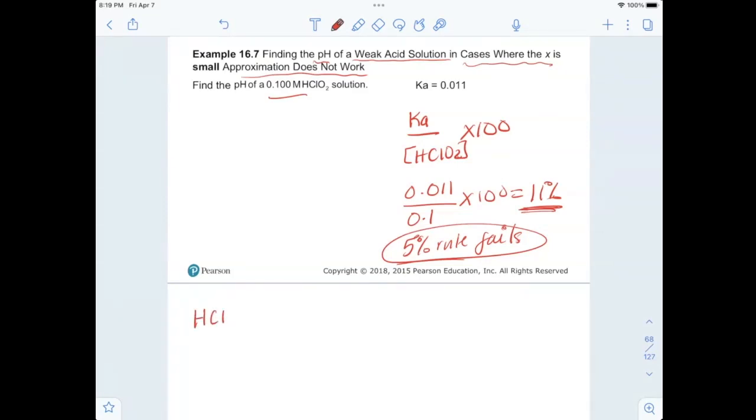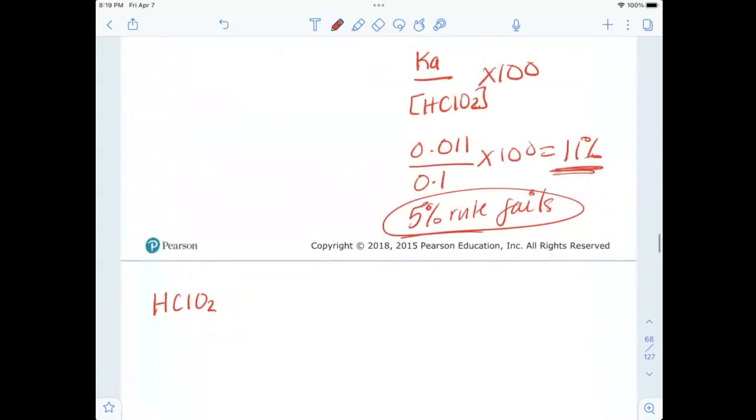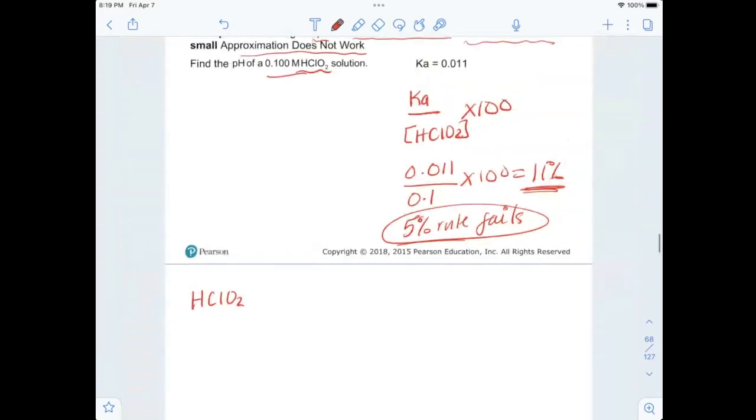Our acid here is HClO2, right? HClO2. And the amount we have here was 0.1. That's the initial amount, ICE. And of course, this is aqueous. This is added to water. Water is liquid. We have our equilibrium arrow here. We got H3O+, aqueous. What's left over after you remove the H is ClO2 minus, aqueous.